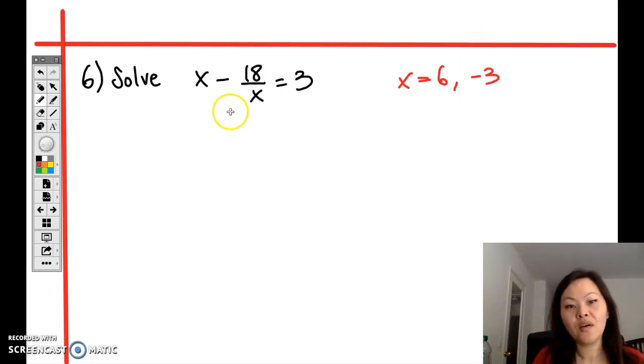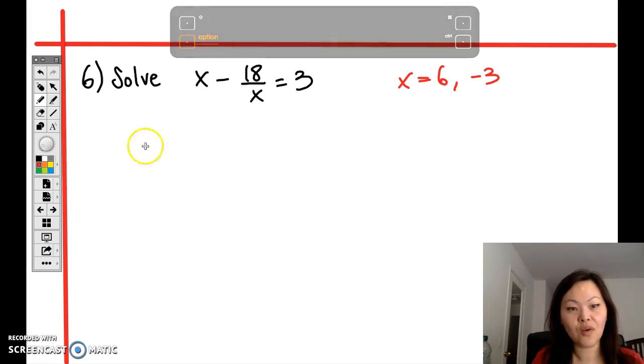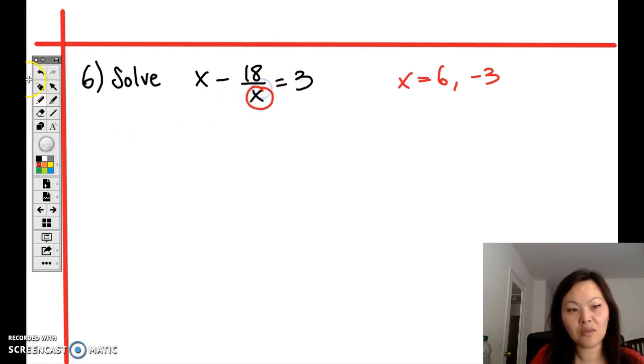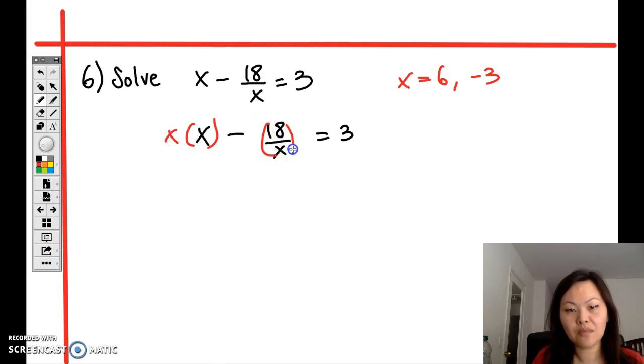So there you go. When we see rational expressions like this, we know that we don't want to have denominators, right? So what we're going to do is we notice our denominator is x, and we're going to multiply that to everything. So we're going to write x minus 18 over x equals 3. We're copying the same equation, but this time we're going to multiply everything by x. Multiply everything by x, okay? Then you'll have x squared, and then these cancel out, so negative 18, and that equals 3x.